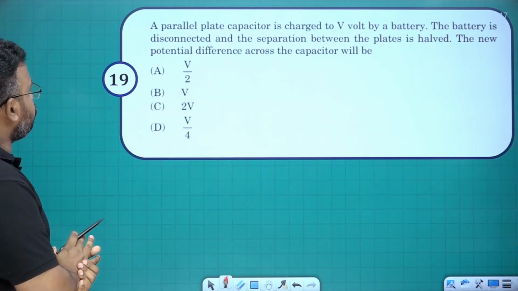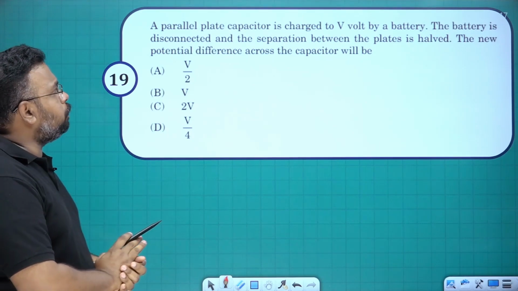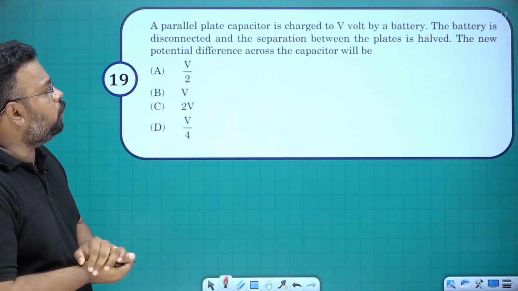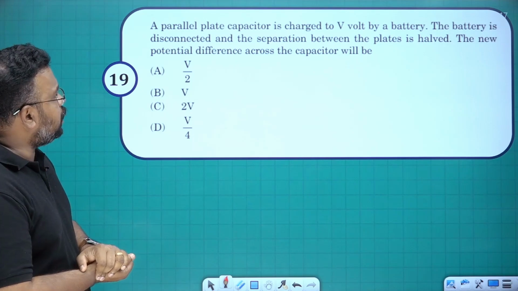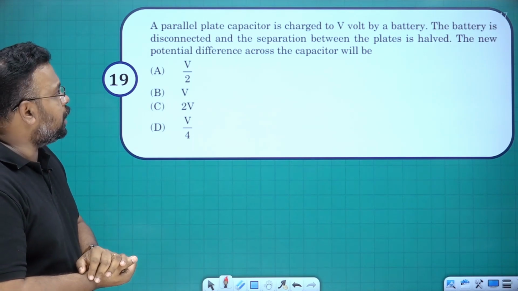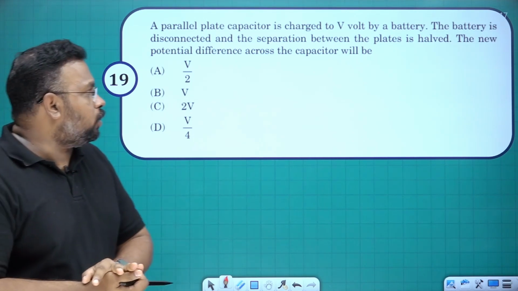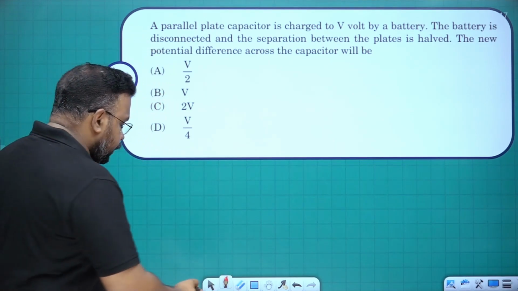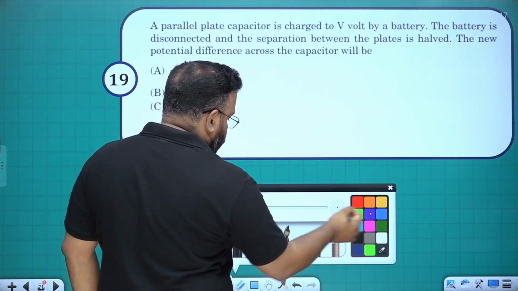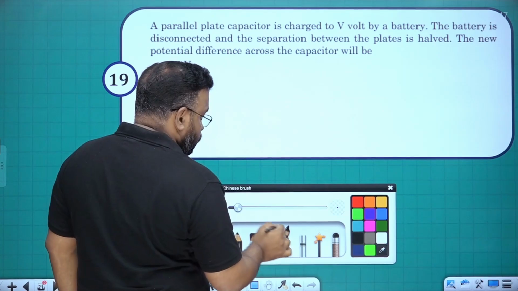Question number 19. A parallel plate capacitor is charged to V volt by a battery. The battery is disconnected and the separation between the plates is halved. The new potential difference across the capacitor will be. This is a tricky one. Be careful while doing this kind of question. You need to understand it clearly.